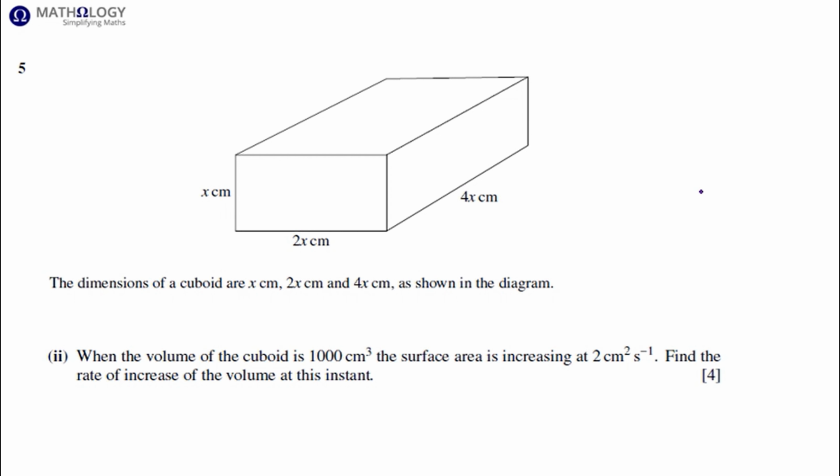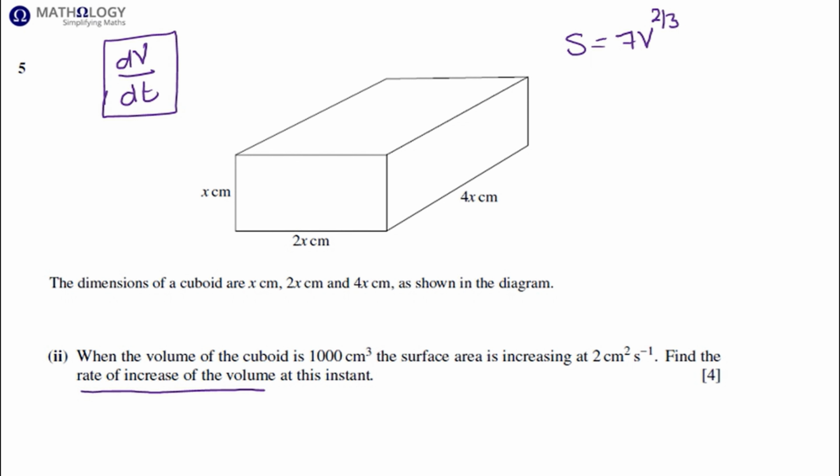When the volume of the cuboid is 1000 cubic centimeters, the surface area is increasing at 2 square centimeters per second. Find the rate of increase of the volume at this instant. Okay, so our relation is S equals 7V to the 2/3. We are required to find the rate of increase of the volume. Now, rate implies per unit time, and the volume is changing. We're looking for the quantity dV/dt.